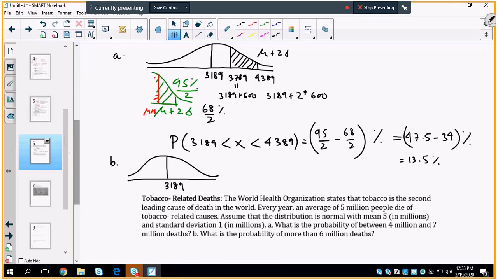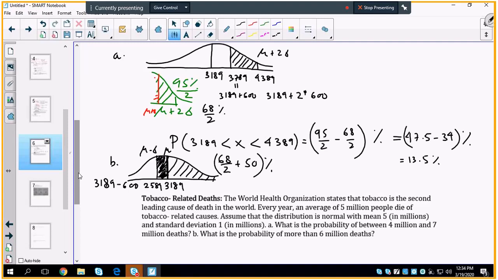3189 is the mean, and 2589 is less than the mean, and I want all of this. Now this one is a little easier because 2589, you can think of that as 3189 minus 600. So this is mu minus sigma. Remember, this is the mu. Between mu minus sigma and mu, you have half of 68. So this shaded region is half of 68% from the empirical rule. So I have 68 over 2. And remember, to the right of the mean, you have 50%. So that's what I am looking for.